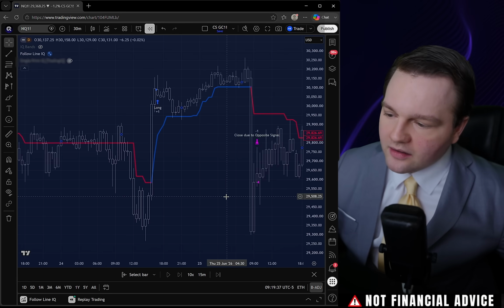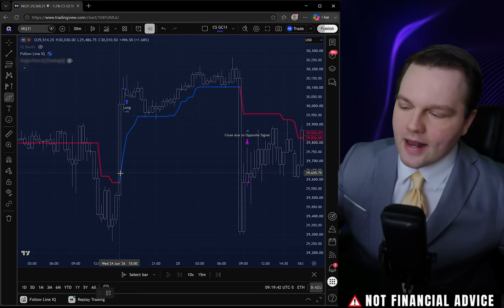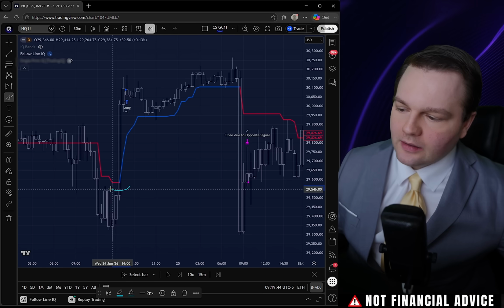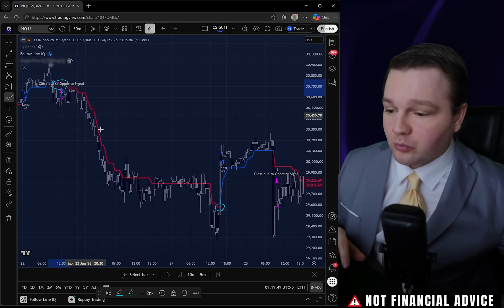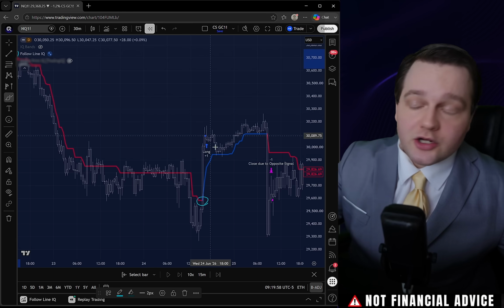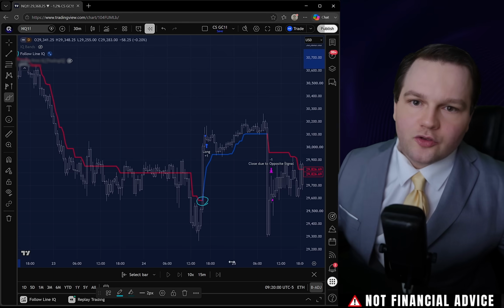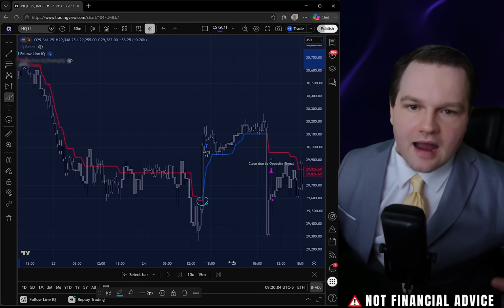Now, regarding the backtesting portion, you can test Follow Line IQ and when the strategy takes a long position, when the follow line flips blue. You can test short positions when the follow line flips red. This is like a Supertrend strategy. As soon as the follow line changes direction, the strategy will generally exit the trade. All for backtesting and historical purposes, not financial advice.